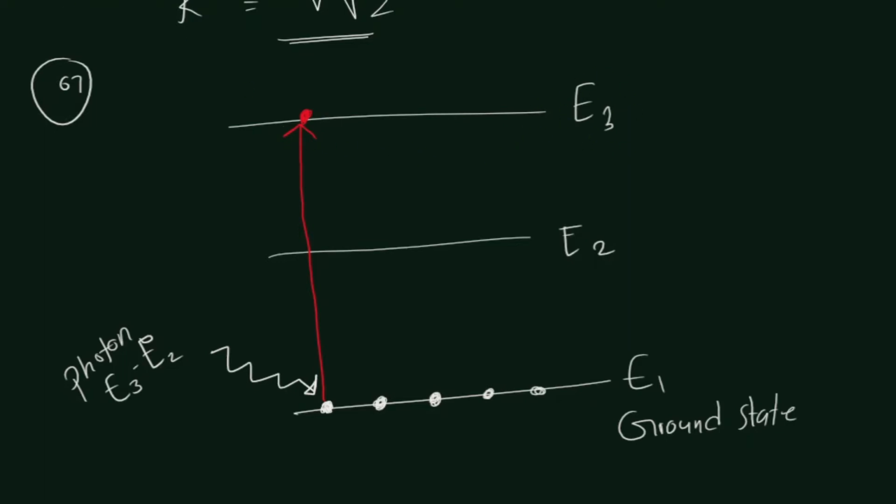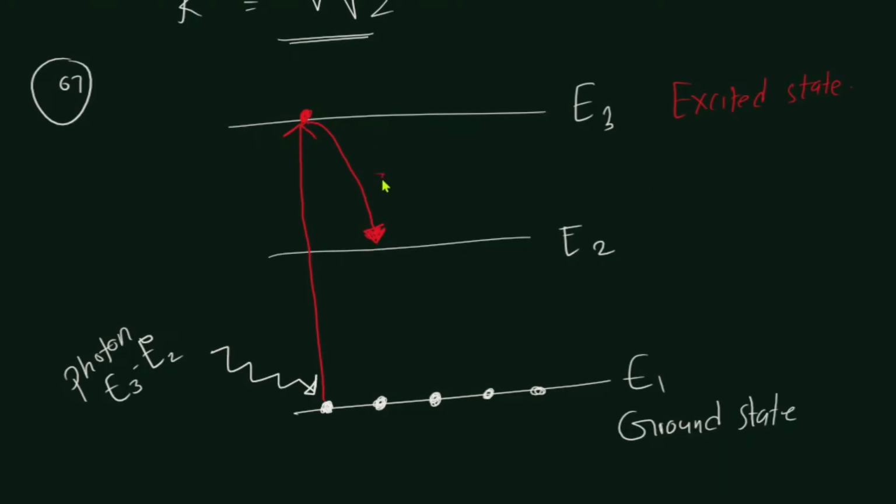Next, this position is not very stable. It's quite excited, so this state is unstable. This is the excited state. Spontaneously, this will jump into one energy level below it.